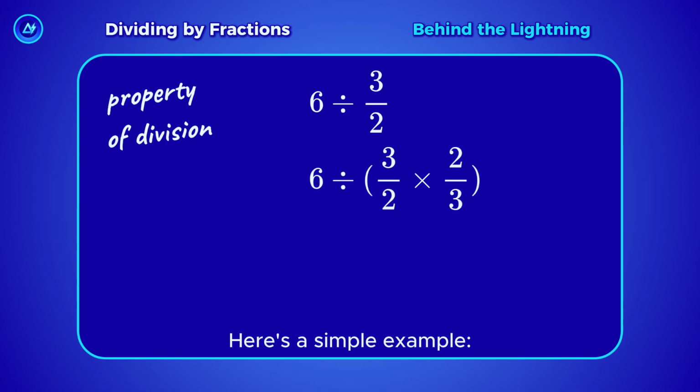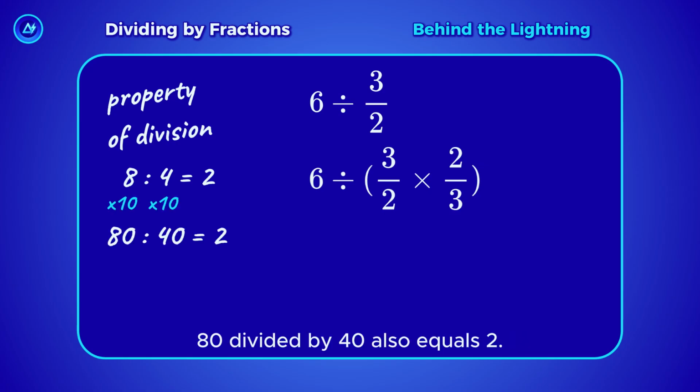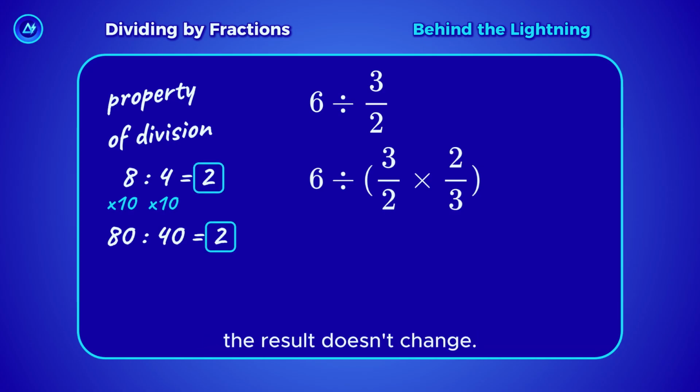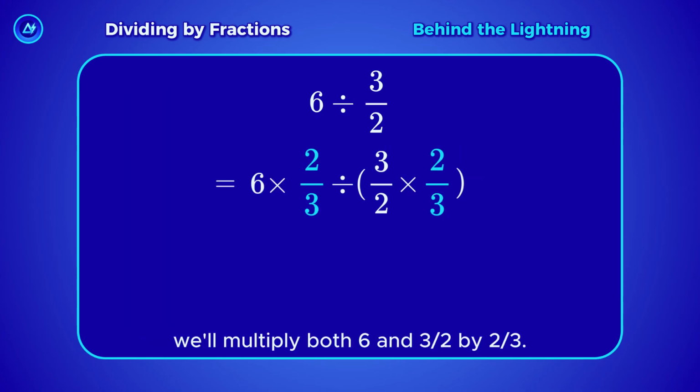Here's a simple example. 8 divided by 4 equals 2. Now we multiply both numbers by 10. 80 divided by 40 also equals 2. If you multiply both the dividend and the divisor by the same non-zero number, the result doesn't change. So, just like we multiplied both 8 and 4 by 10, we'll multiply both 6 and 3/2 by 2/3.